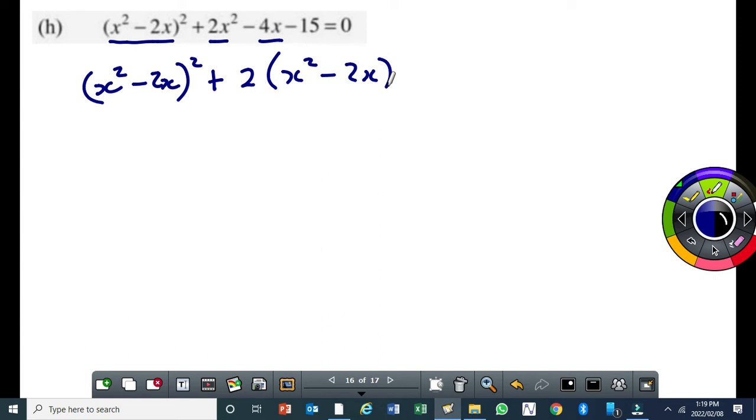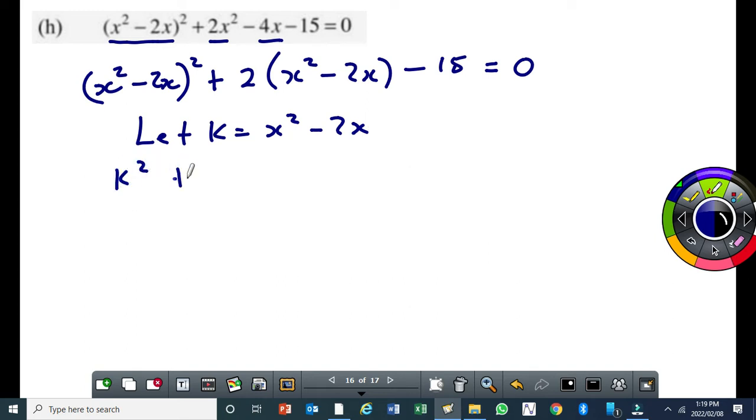It's not always the case that it will be clear in terms of the substitution. So minus 15, that's equal to 3. Then we use the k method. Let k be equal to x squared minus 2x. Then that becomes k squared plus 2k minus 15 equal to 0.